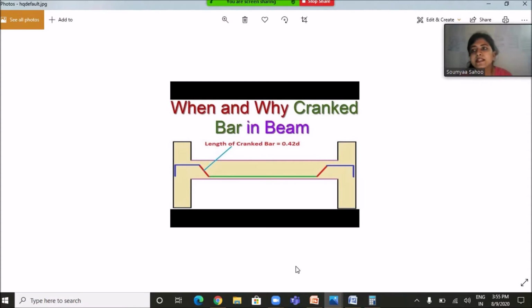So next let's see what is the bar bending schedule of a cranked bar. The bar bending schedule, most commonly known as the BBS, is a comprehensive list of type, size, length, number and bending details of a bar in the reinforcement diagram of a structure.